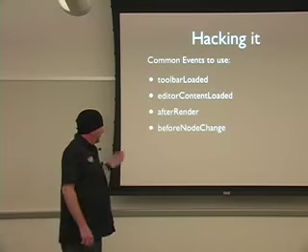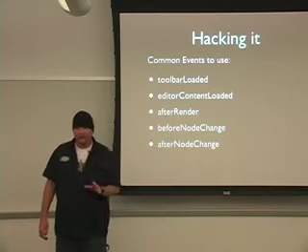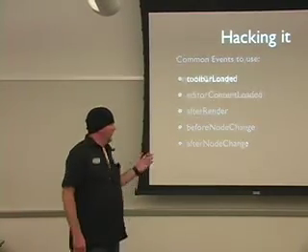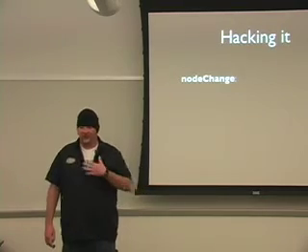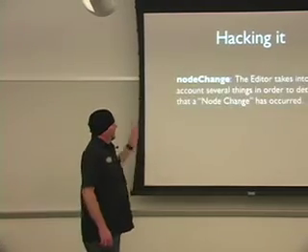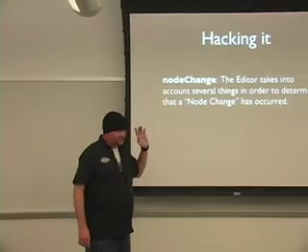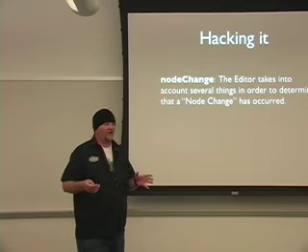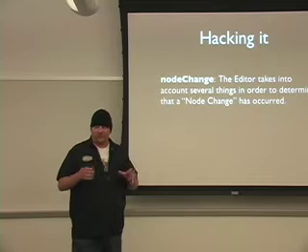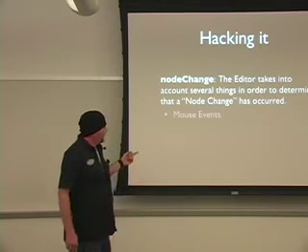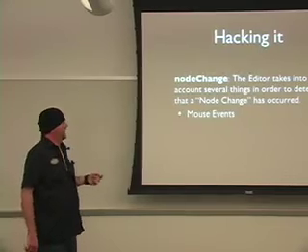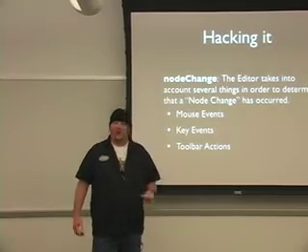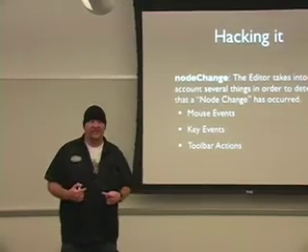Now, before node change and after node change, these two are really, really tricky when it comes time to actually start diving into what the editor is doing. So let me explain a little bit about what a node change is as far as the editor is concerned. The editor defines a node change as you did something. I don't know what you did, but you did something inside of this box to tell me that you've changed something inside the content. It uses a very tricky combination of mouse events, key events, toolbar actions, and timers to figure out what you're doing and if you've done something that is important to me.